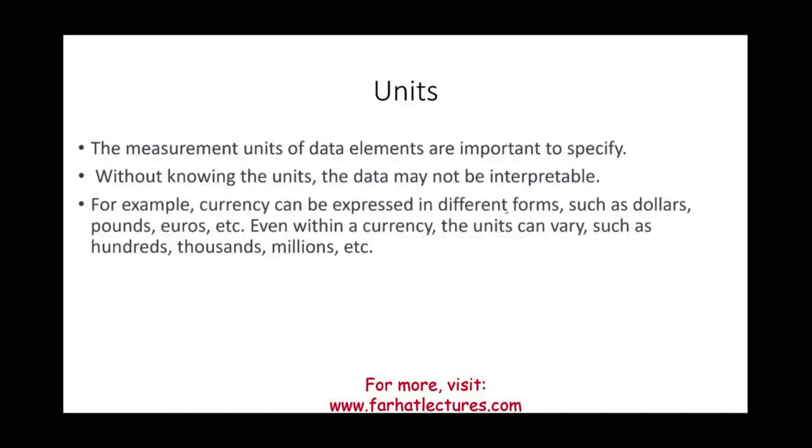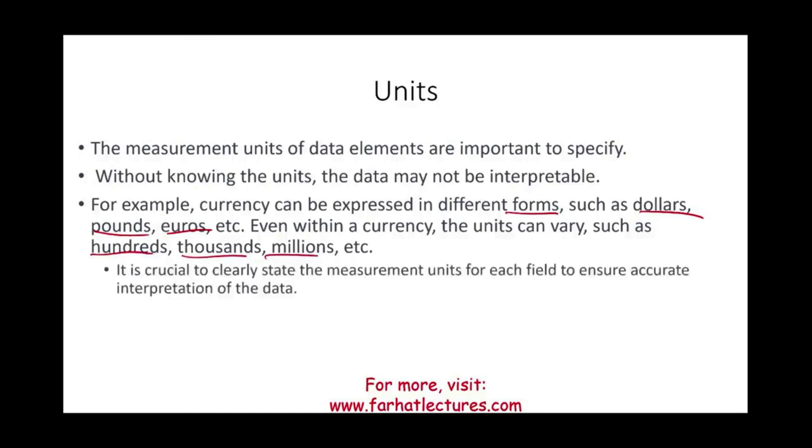A currency can be expressed in many forms: dollar, pounds, euros. Even within currency, for example, are these numbers in thousands, hundreds of thousands, millions, and so forth. So it's crucial to state the unit of measurement for each field, to ensure accurate interpretation of the data. I'm looking at numbers, but what do they really represent? This is very similar to the monetary unit assumption that we discuss when we study basic or intermediate accounting. Numbers have to be expressed in a monetary unit. Numbers have to have a specific currency.